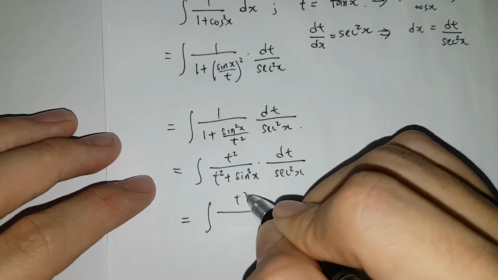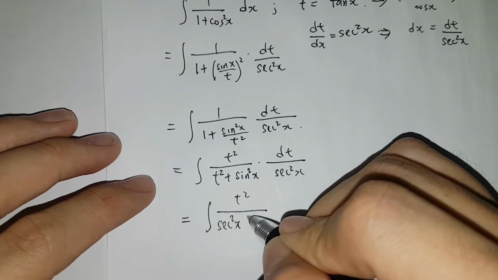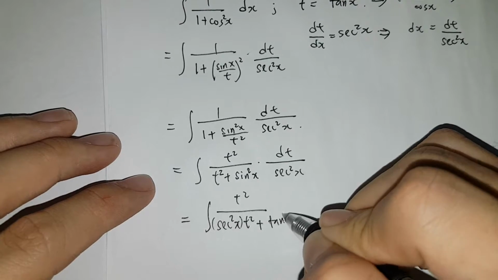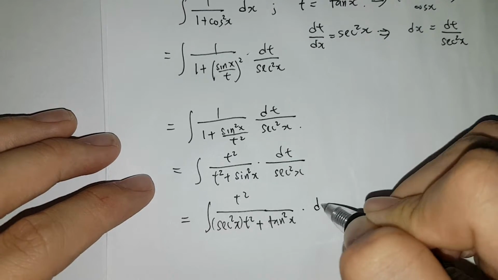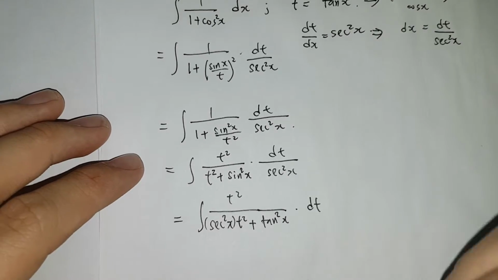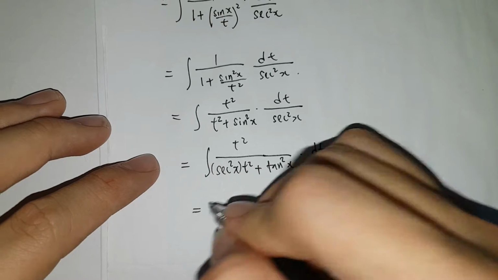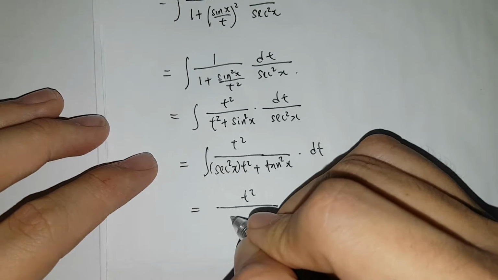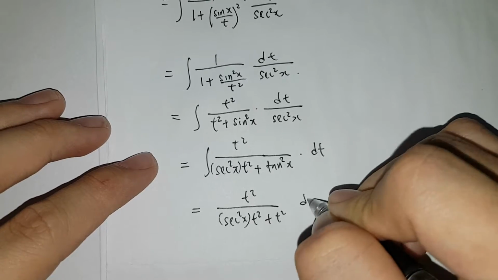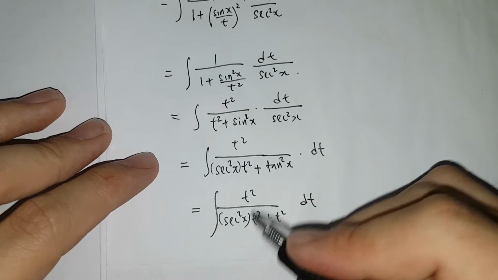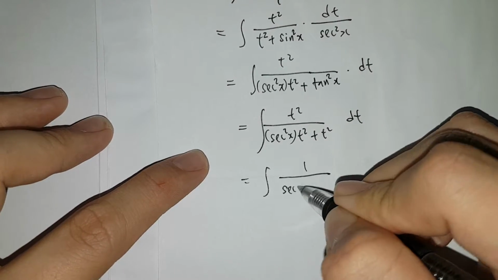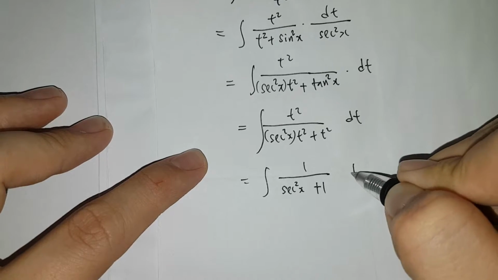So from here I will get secant square x times t square multiplied with tangent square x. Now don't lose sight of what tangent square x is, because tangent x is given by t, so it means you're on the right track. Alright, so now substitute in your t square. So we have t square plus t square, dt. Factorize the denominator and you could cancel and simplify this expression to 1 over secant square x plus 1, dt.